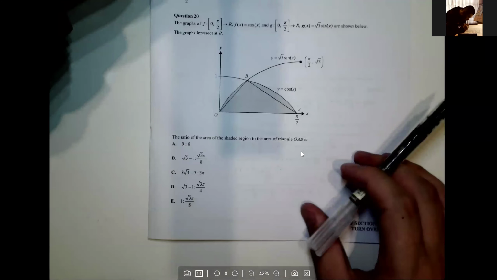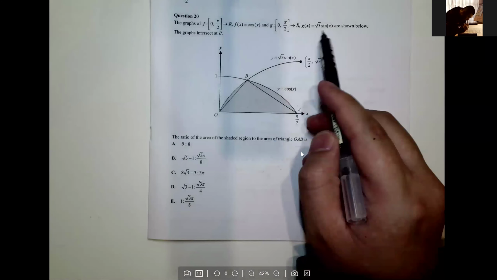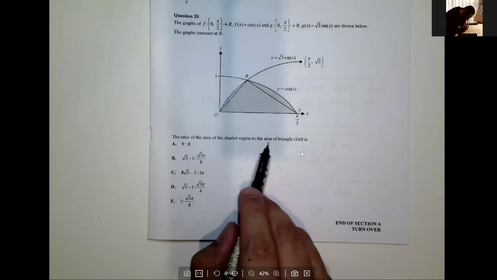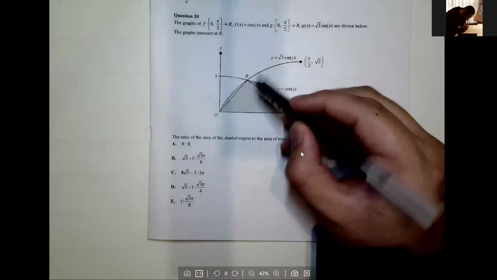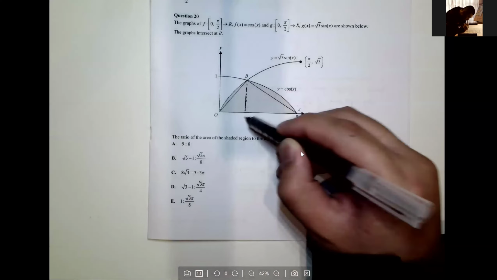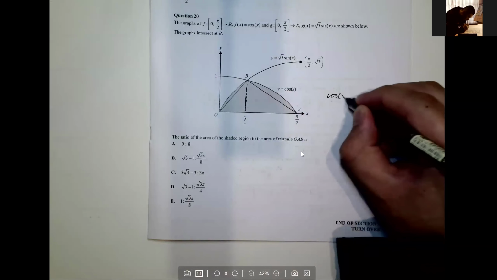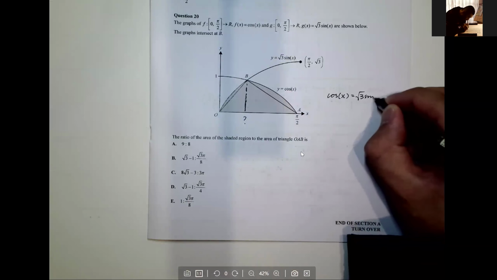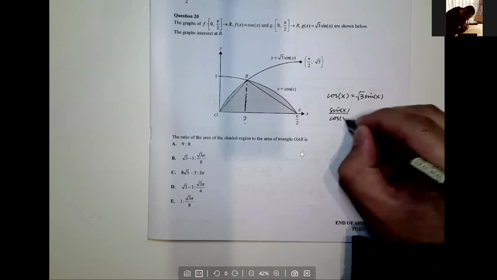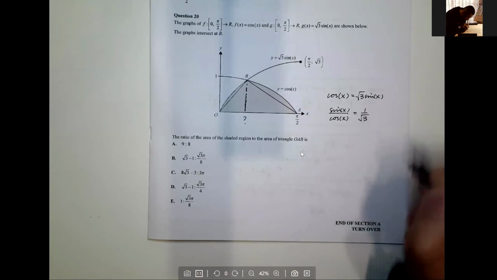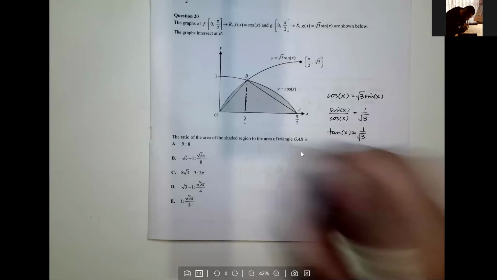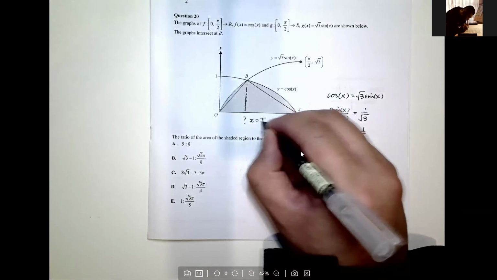Okay, lastly, we have two graphs here, cosine x and √3 sine x. We would like to find the ratio of the area of the shaded region to the area of the triangle. So the shaded region, we need to split into integrals. What is this? Well, if you equate cosine x to √3 sine x, you'll be able to get, for example, sine x divided by cosine x equals 1 over square root of 3. And therefore, you get tangent x equals 1 over square root of 3. So the first value here is x equals pi over 6.